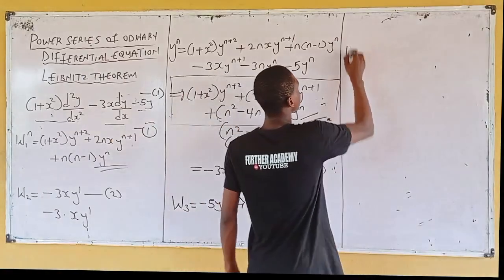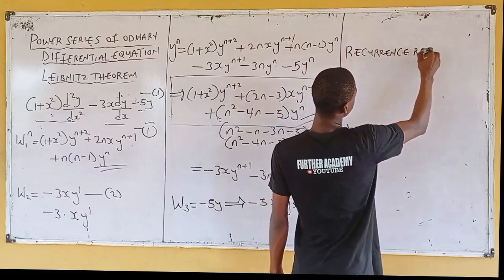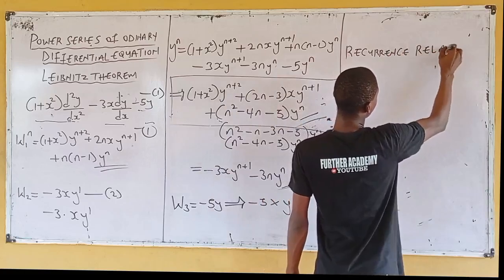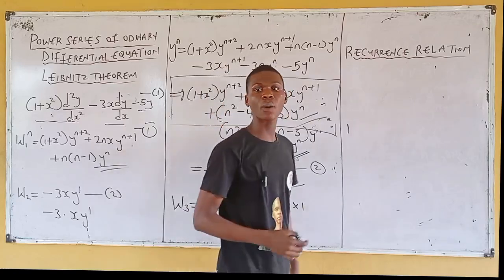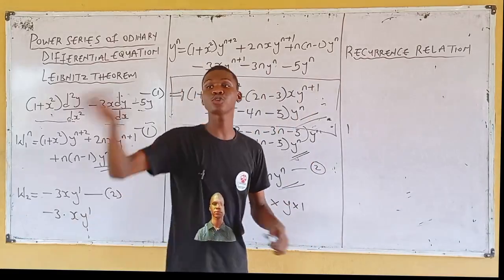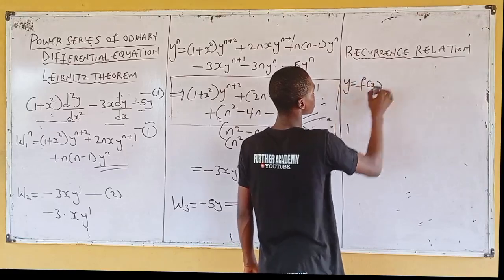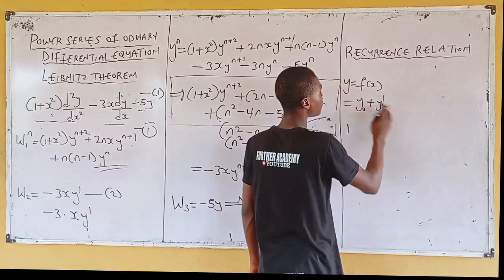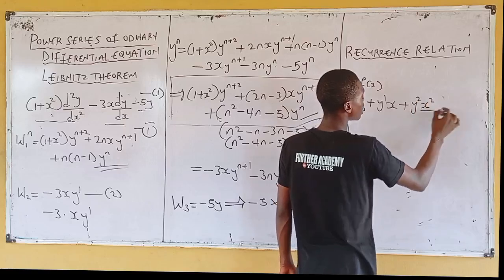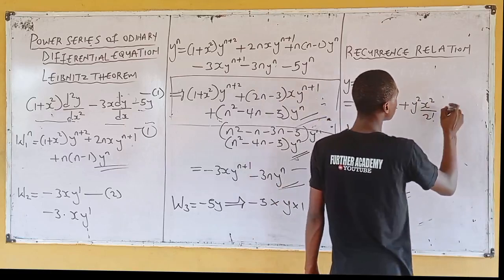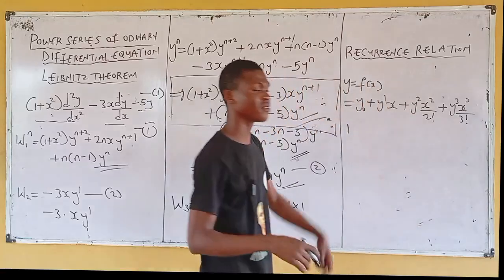So this is what we are saying by recurrence relation. Our series solution is in the form of a Taylor series, right? Meaning I have y, which is equal to f of x, is equal to y naught plus the first derivative of y multiplying x, plus the second derivative of y multiplying x squared over 2 factorial, plus the third derivative multiplying x cubed over 3 factorial. Moving on, you have that same pattern, right?